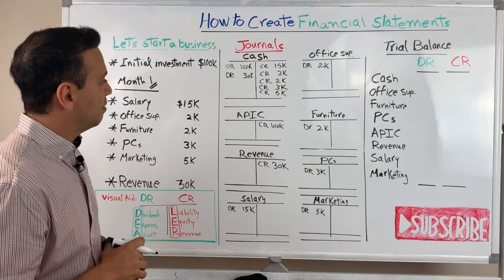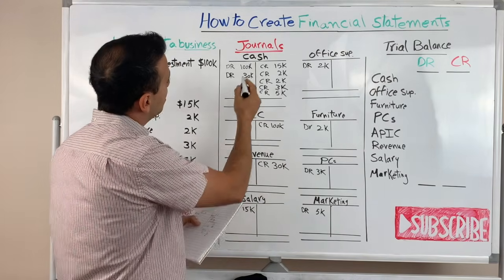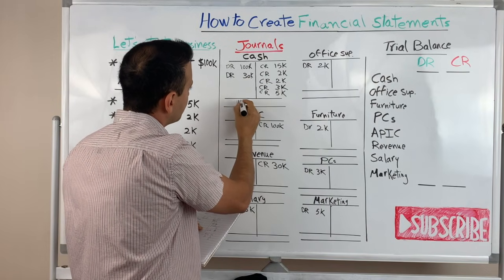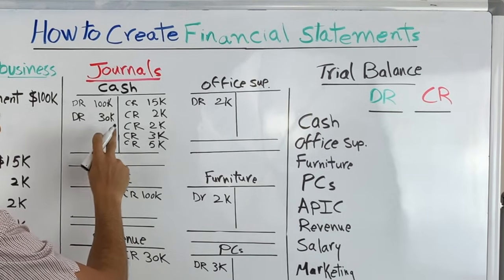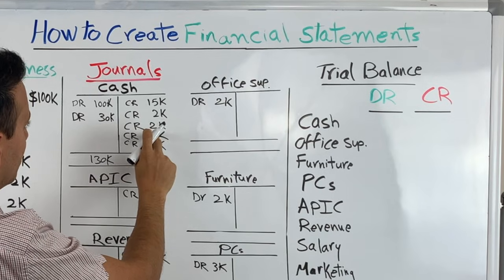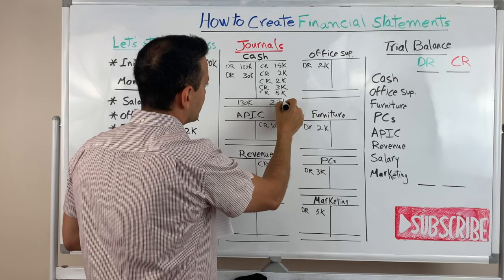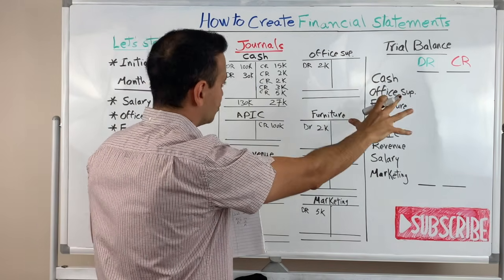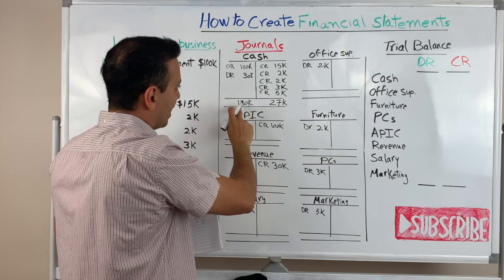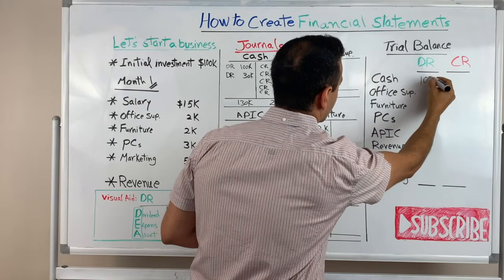So we'll go ahead and sum each of our T accounts here so that we can transfer the balances to a trial balance. So for cash, in the debit side, we have 30 plus 100, that's 130K. And on the credit side of cash, we have credit 15 plus 2, that's 17, plus 2, 19, plus 3, 22, plus 5, 27K on the credit side. So we can transfer that balance over to our trial balance. So basically, it's a debit of 130 minus credit of 27. That means a balance of 103, a debit of 103. So you transfer that over here, 103.